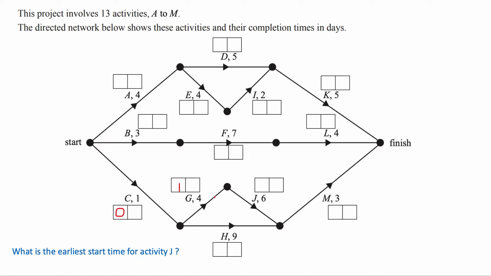And G takes 4 days to complete. So if it starts at 1 day, takes 4 days to complete, well, 1 plus 4 says that it finishes after 5 days. So if G is finished after 5 days, that means that J can start after 5 days. Okay. Now we did set up all the boxes, but we're not going to go through and do any other boxes because we've got the information that we needed. What was the earliest start time for activity J? It's 5 days.